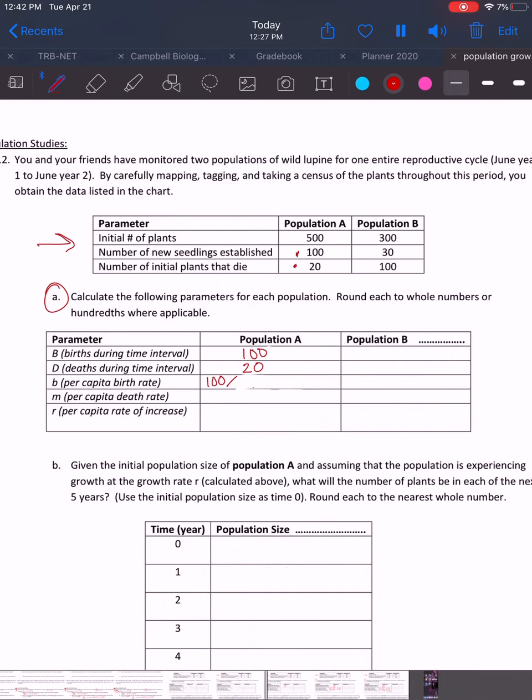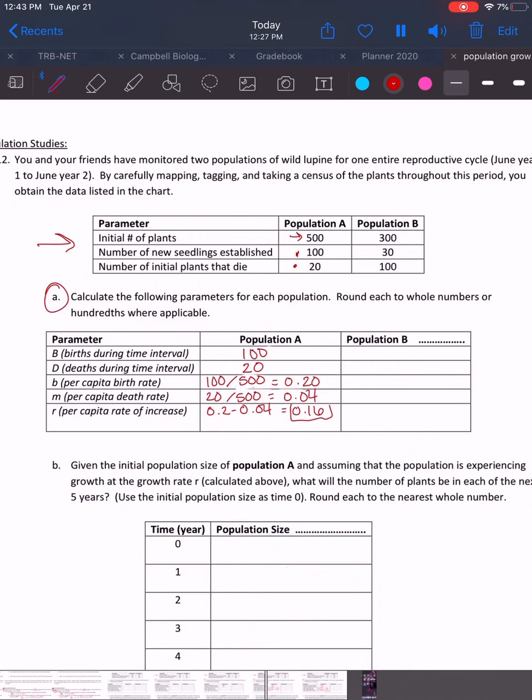My lowercase b, my birth rate, is going to be 100 divided by my starting number of plants, which is going to be 0.20. M, which is my death rate, is going to be my number of deaths divided again by my starting population, and that's going to give me 0.04. My r, which is my per capita rate of increase, is subtracting my death rate from my birth rate. So 0.2 minus 0.04 is going to give me 0.16. Okay?